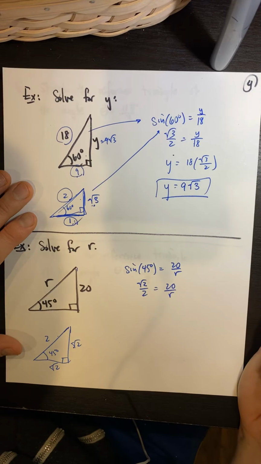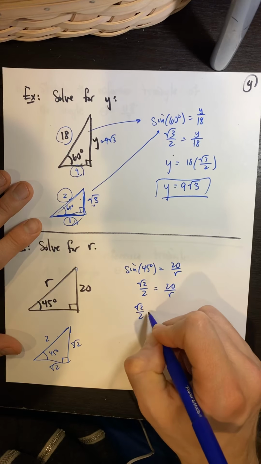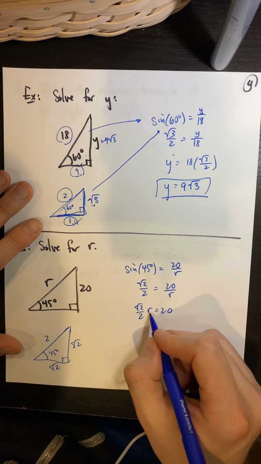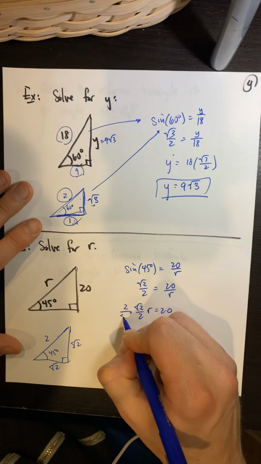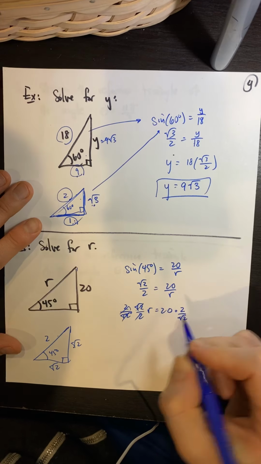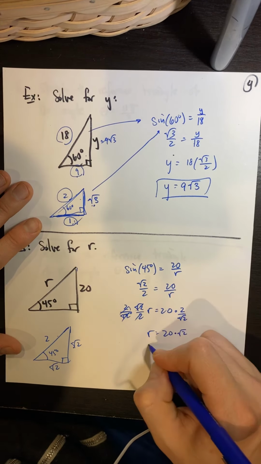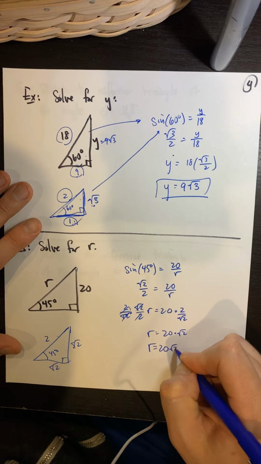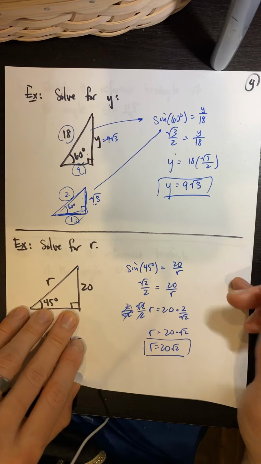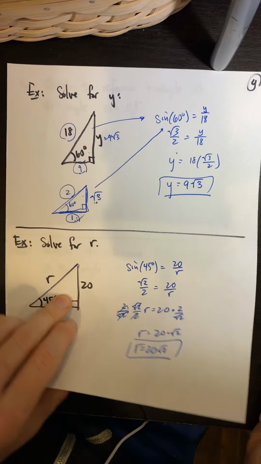So now I would solve for r. To solve for r, I'd multiply on the other side. And then to solve for r here, I would multiply by the reciprocal of this. So I'm going to multiply both sides by 2 over root 2. So 2 over root 2 is actually just root 2. So my answer is 20 square root of 2. Okay? So those are just little equations you can figure out to solve for the unknown side.